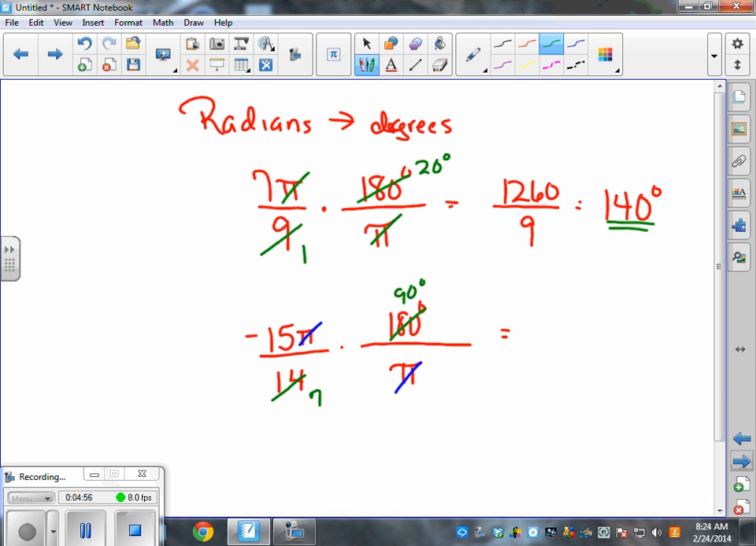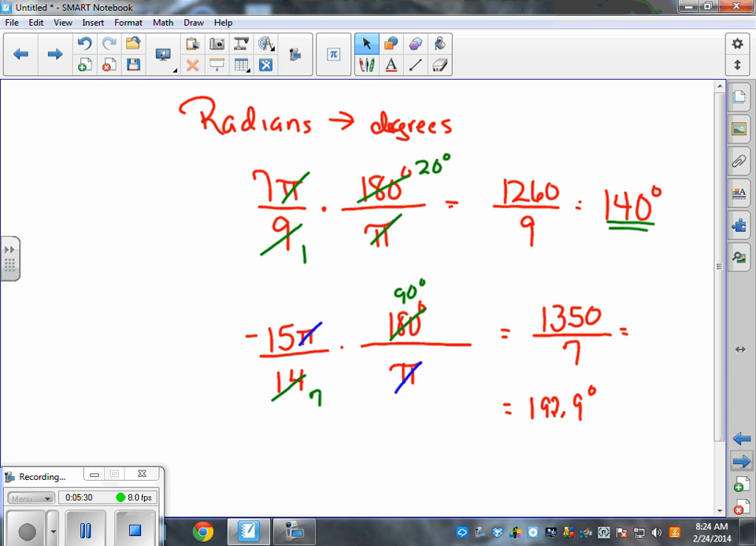Now I can multiply across the top and get 15 times 90, which is 1,350 over 7, and then I can divide that at the end and get that that is 192.9, and we'll just round to the nearest 10th of a degree. And later on in a video, later in the week, we'll start looking at how to convert that to other measurements besides just degrees, because there are other things you can measure more accurately than to the nearest degree.